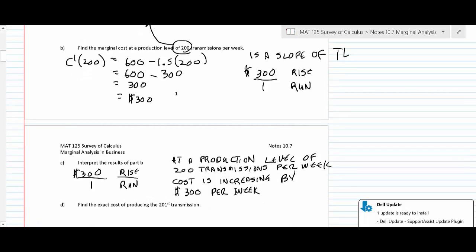All right. So it's a rate of change, and what you're going to find on this function is as this number changes, as the 200 changes to a different production level, then that cost is going to be changing at a different rate. Does that make any sense? Okay. So that's what we mean by marginal cost.